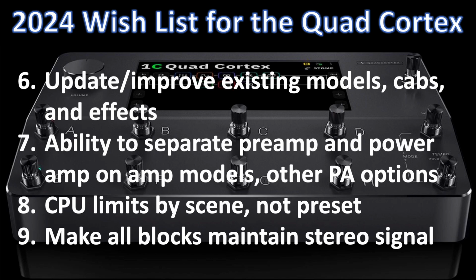And I realize this might churn up CPU, but it would be nice if you didn't have to worry about your routing in terms of maintaining your stereo signal. You didn't have to worry about, oh, my stereo chorus is running into my amp. My amp is basically making that stereo chorus mono. It'd be nice if every block, no matter its type or what it's doing, would just maintain that stereo signal from the get-go.